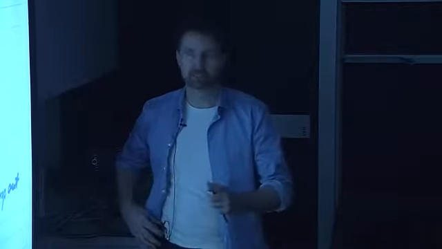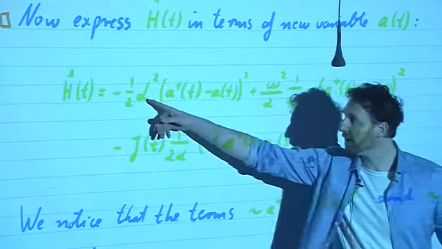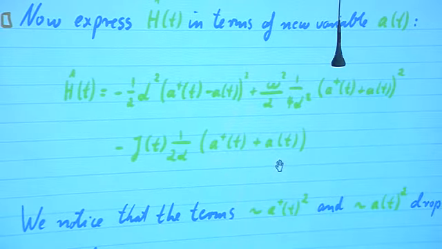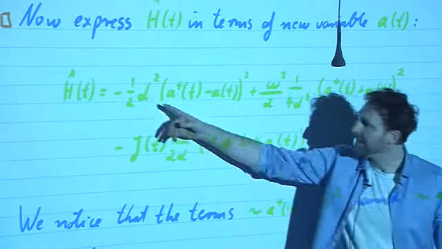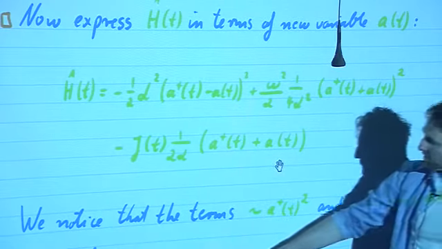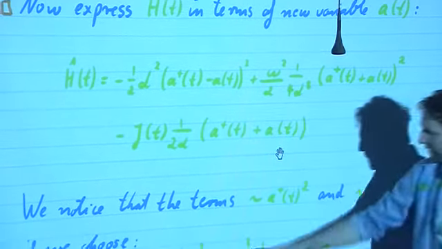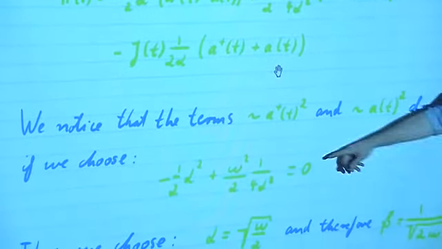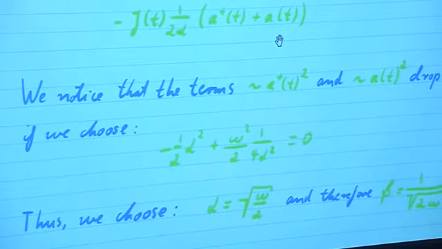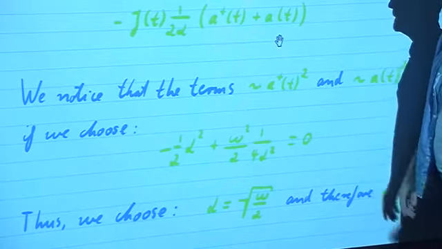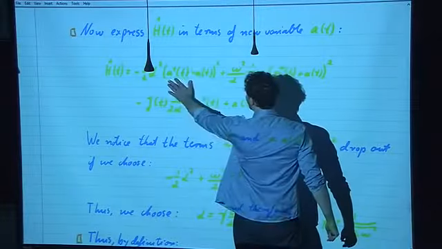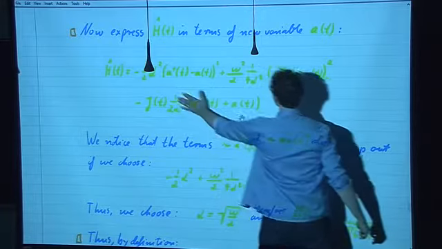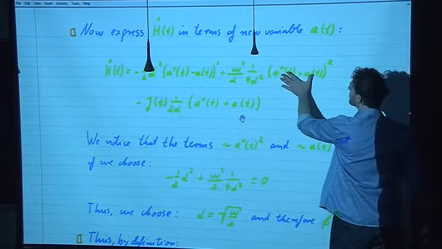However, we still have a joker in our cards. We still have one thing free. We can still choose the alpha whichever way we want. At this point, we realize that if we choose alpha such that it obeys the condition minus alpha squared plus omega squared over 4 alpha squared equals 0, if we choose our alpha in such a way, then the a dagger squared and the a squared terms of here cancel the a dagger squared and a squared terms of there.